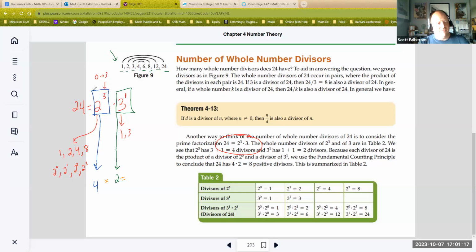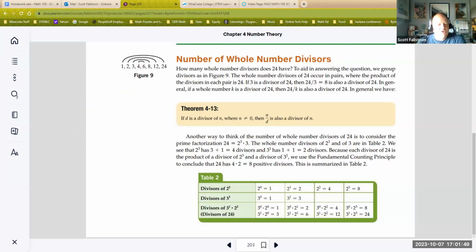So for every one of the ones that I've done in blue here that involve a 2, for every one of those, you could select one of the factors in green to make a new number. And this is the fundamental counting principle. Like if I had this many shirts and this many pants, how many outfits could I make? It's the same idea. And so we end up with 8 total divisors.